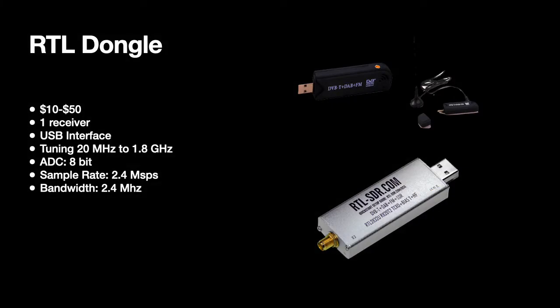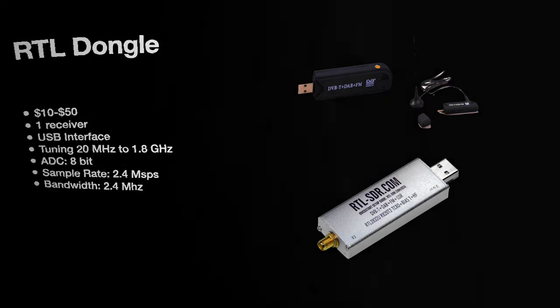For the SDR dongle, an RTL dongle is actually quite a good place to start. Costs about $10 to $50. It can receive one channel at 2.4 million samples per second, and it has an 8-bit ADC. It's very common and the software is very easy to find.